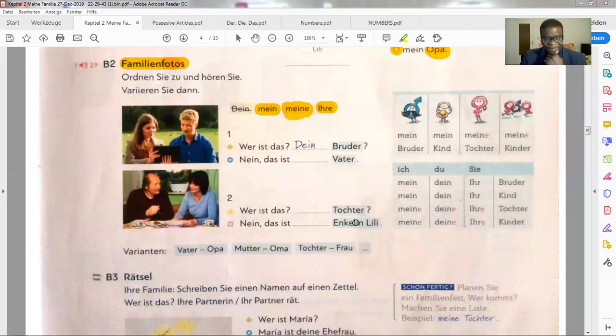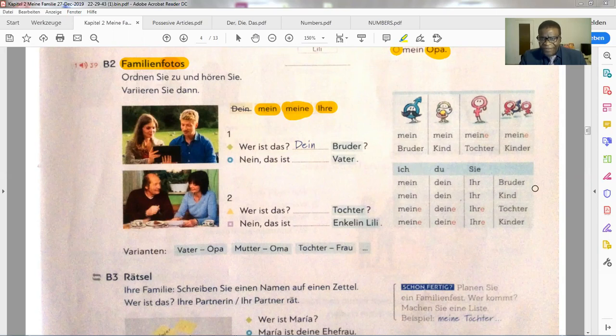Here we go. Now, Varianten. Okay, variants, just like in English. Vater, Opa. Mutter, Oma. Like from father, you become Opa. You become grandfather. Mutter, from mother, you become grandmother, Oma. From daughter or Tochter, you become a wife. Okay, or a woman. Good.